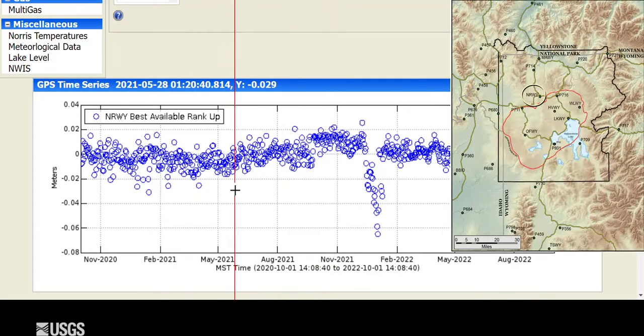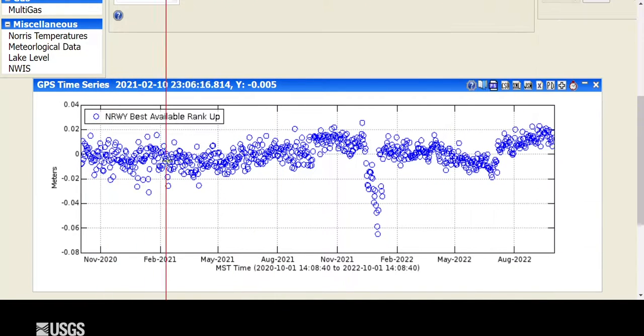Also at Norris, the same story remains true. Norris hasn't seen as much subsidence as the caldera, really not a whole lot of change here in 2021. A little bit of uplift during the summer of 2021, then back to subsidence. This deviation right here at the end of 2021 is due to a winter storm that buried the antenna in snow and ice. A little bit of uplift here again in 2022 summer, and then the transition is occurring now in mid-September to go back to that subsidence trend.